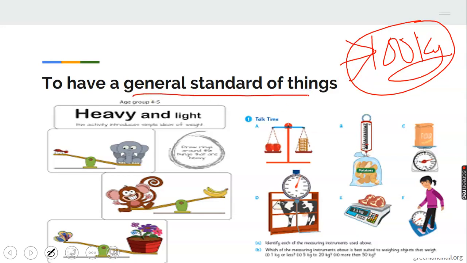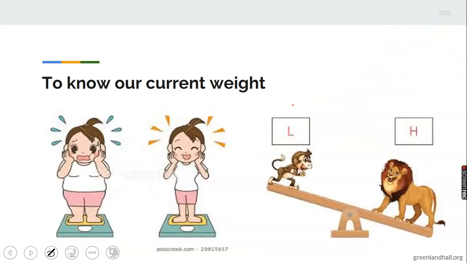It tells us that if a weight of bread is this, this is what I am expecting to see. So we have a general standard. When you have a measurement, it gives you a general view or general standard. You know what things are.